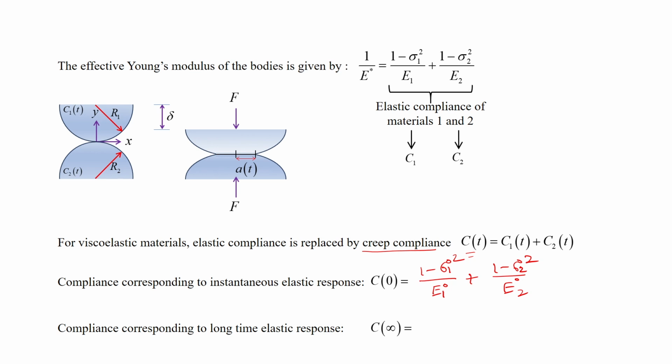Now the compliance corresponding to long-time elastic response is given as C infinity, and that will be 1 minus sigma 1 infinity squared by E1 infinity plus 1 minus sigma 2 infinity squared by E2 infinity. What it means is that the material has relaxed for long enough, and after that, based on whatever modulus or Poisson ratio has been attained, this is the creep compliance. So that is C infinity.